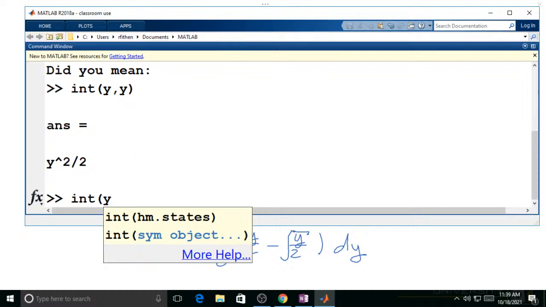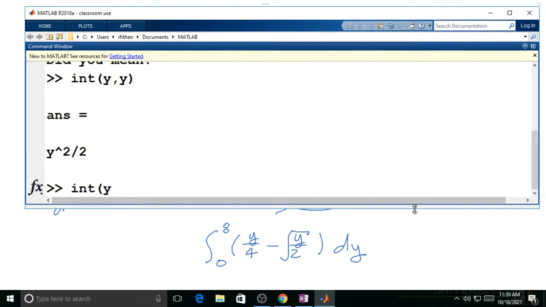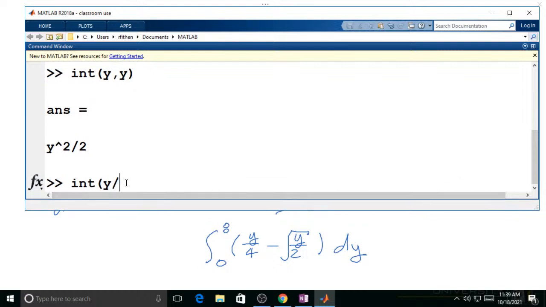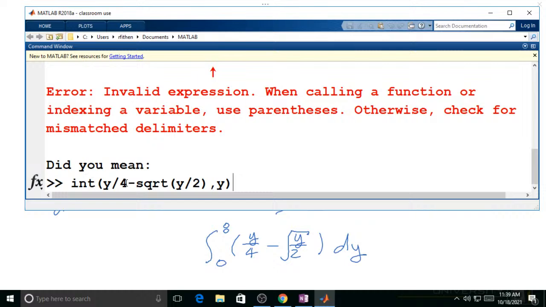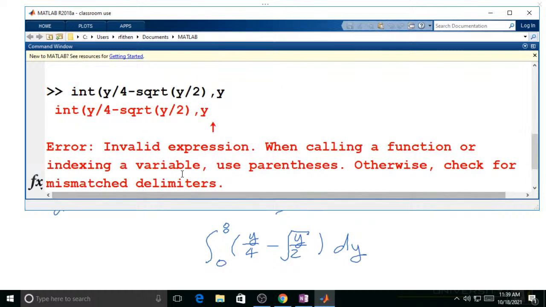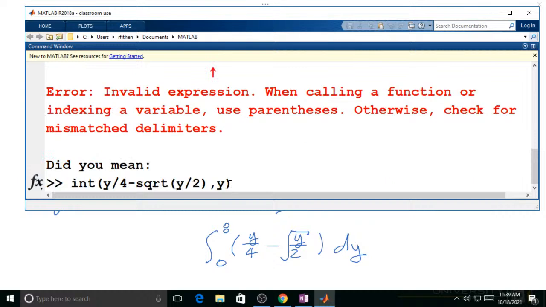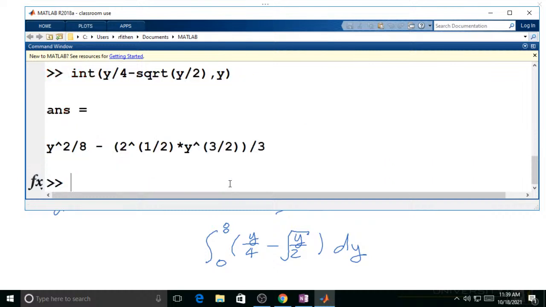I can't see it because it's in the way. Here. Over 4 minus, how do I do this? Square root of y. I've got to put a comma y. Did I mistype that again? What did I mistype there? Oh, I forgot to put the bracket around the outside. So let's go ahead and do the evaluation. I can evaluate it between 0 and 8. Minus 8/3. Oh!